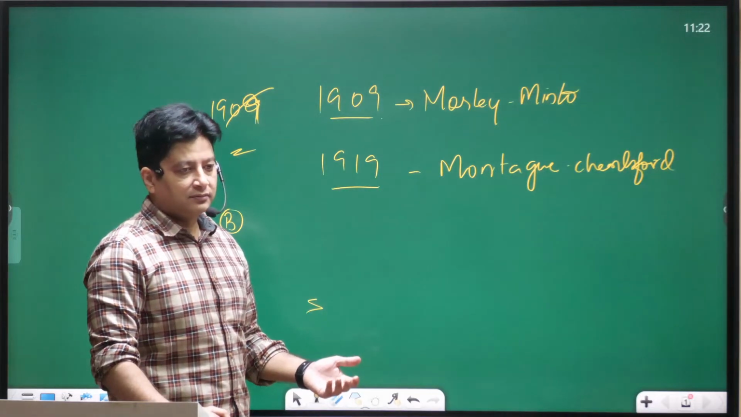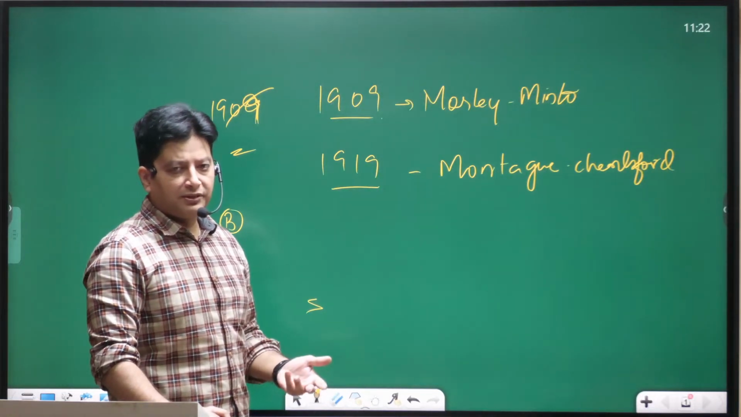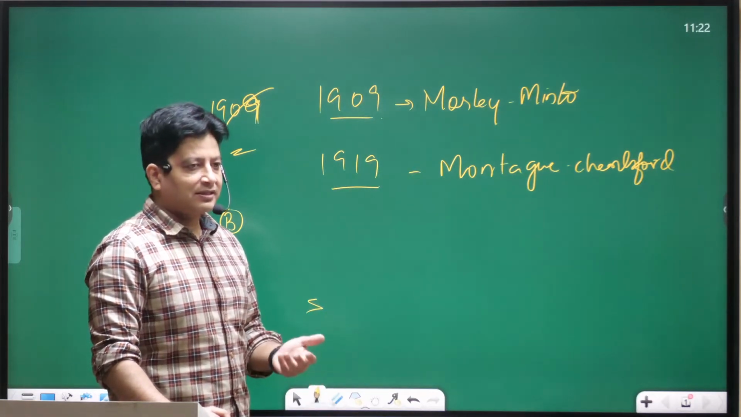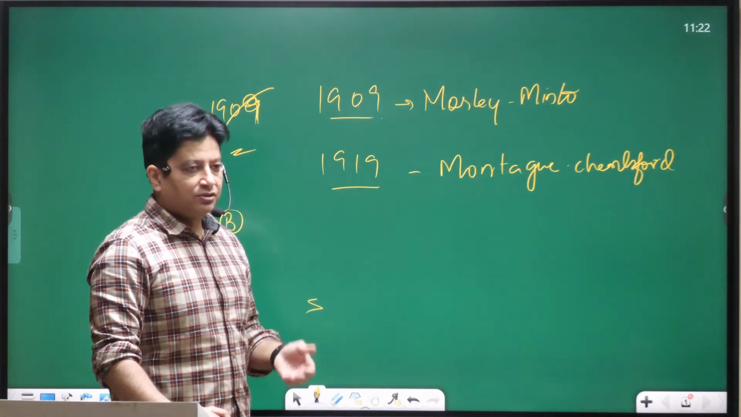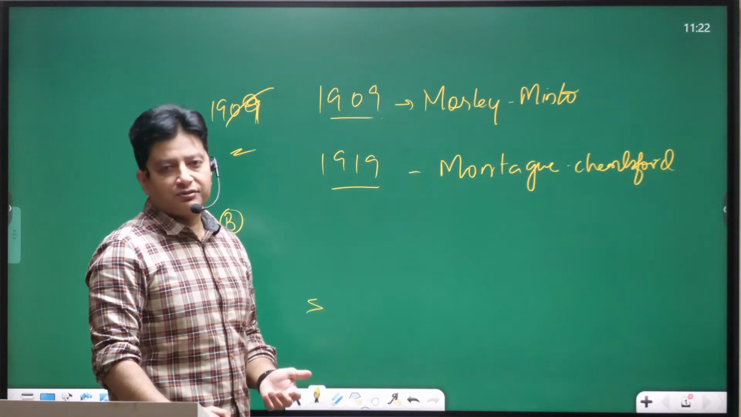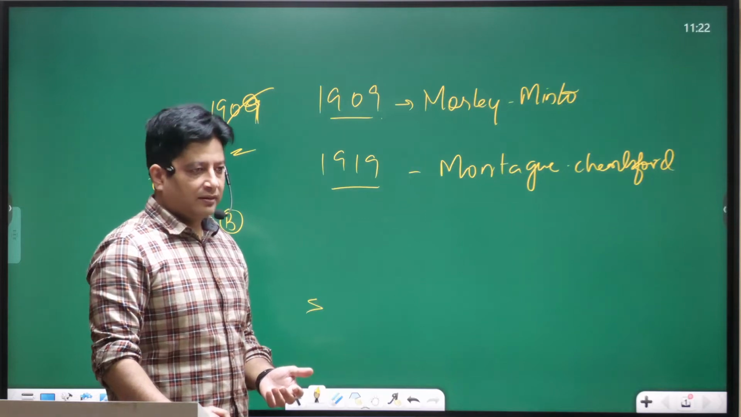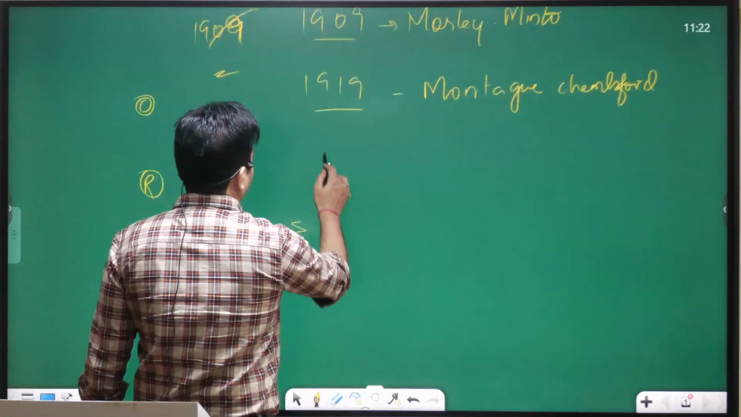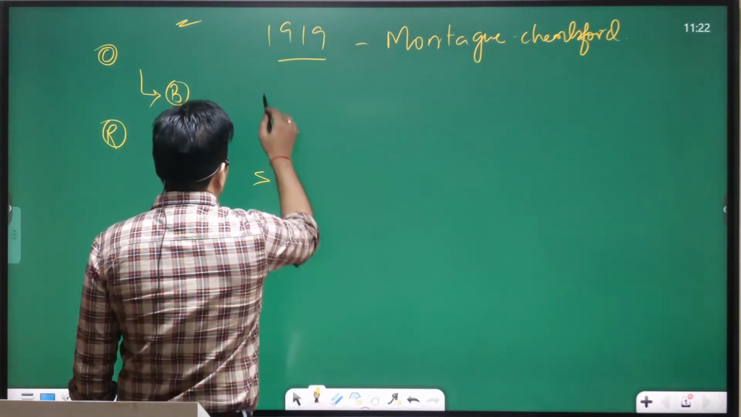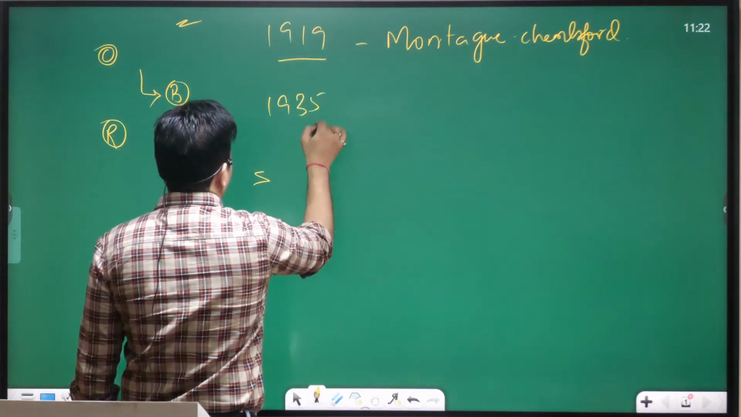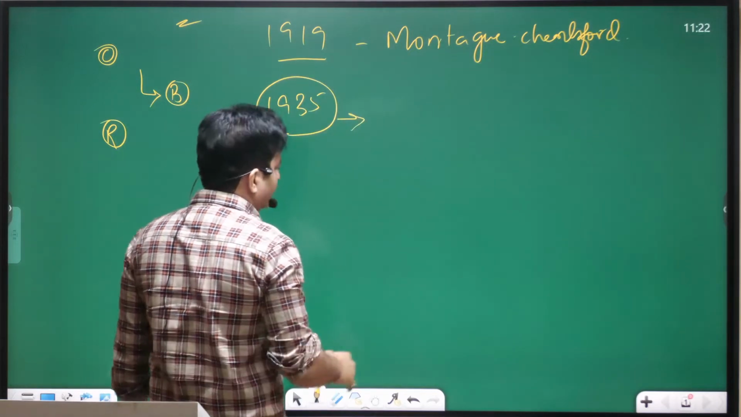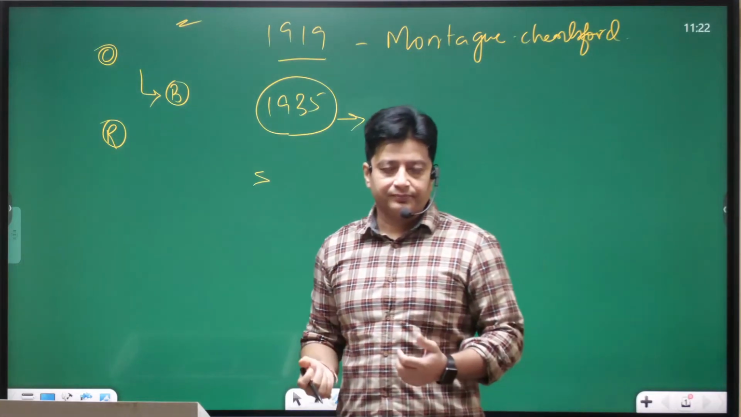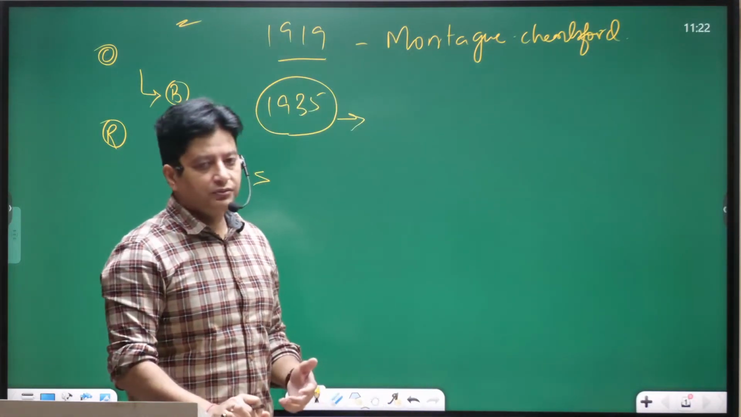Schedule 7 means the same thing, three lists: union list, state list, and concurrent list today. So Schedule 7 is present in the Indian Constitution today, right? And after that, what was the scenario after 1935? The process of getting independence was relatively faster because of the World War II scenario.